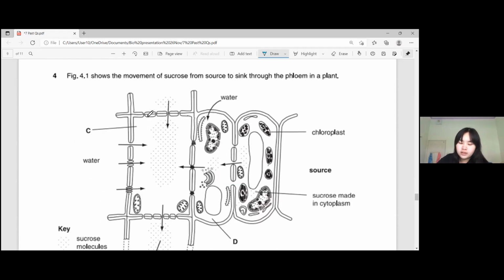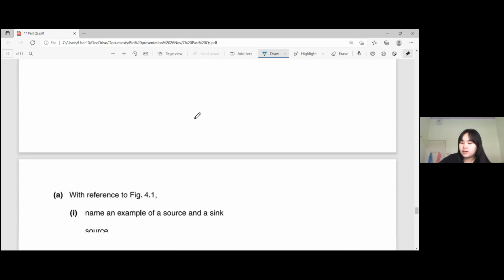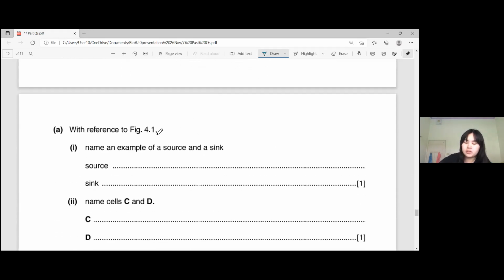Figure 4.1 shows the movement of sucrose from source to sink through the phloem in the plants. So this is figure 4.1. Then we see the question. With reference to figure 4.1, name an example of a source and a sink. Also, anyone want to try this question? Example of source and sink.